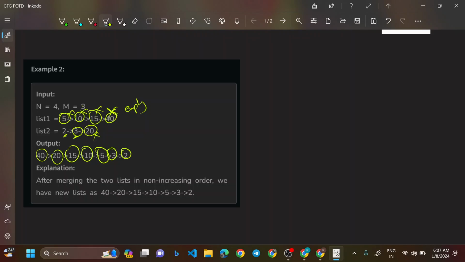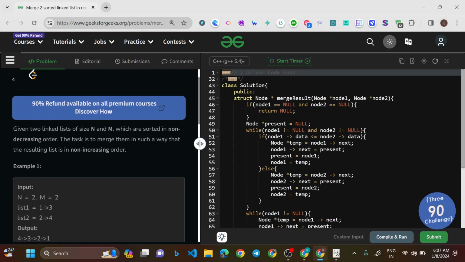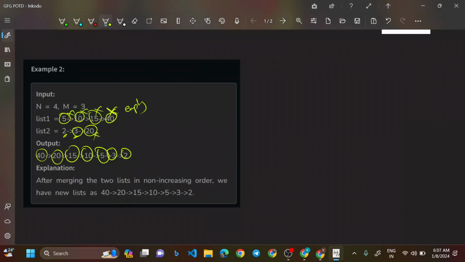You're making sure that you're giving it in a non-increasing order. That is the question, so please go through it. The final resulting list should be in a non-increasing order. Great, I hope I'm making sense. That is the reason we have inserted in the reverse order, first 3 and then 2. So I hope you have understood why we got this particular output.